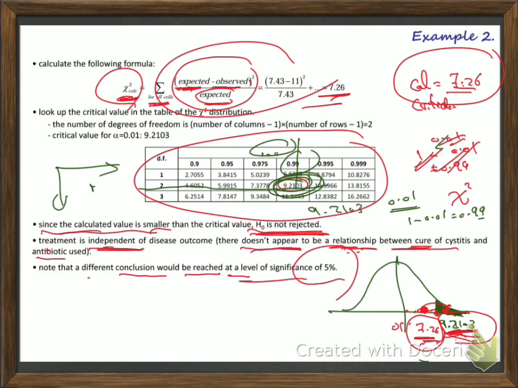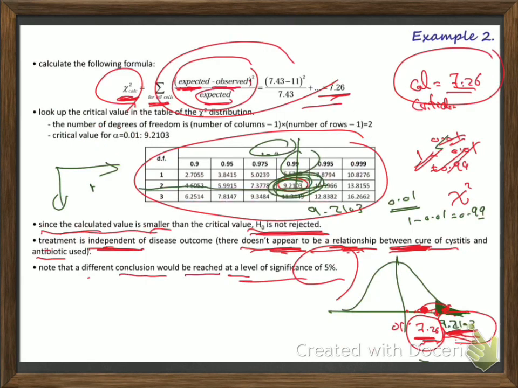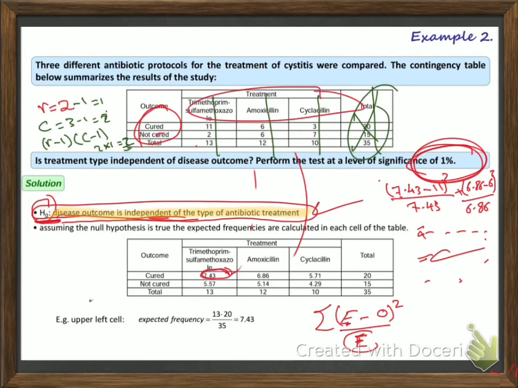There doesn't appear to be a relation between the cure. There is no relation between whether it's cured or not, the cure of cystitis, and the antibiotic used, the type of antibiotic. It seems there is no relation between them.